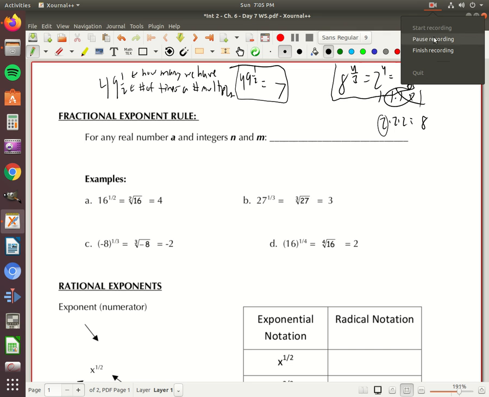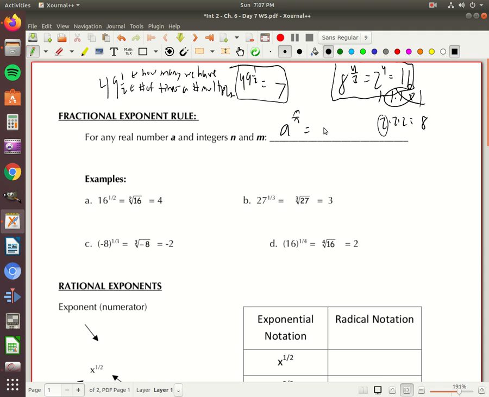Excuse me for 1 second, I'll pause. I was kind of ignoring some of the notation on these, which is fine, and we're going to get into the notation later. But essentially, for any real number a that has the integers n and m, so we'll say a to the m over n power, really what we're saying is that we have the nth root, the number on the bottom, m times. That's really what we're saying.